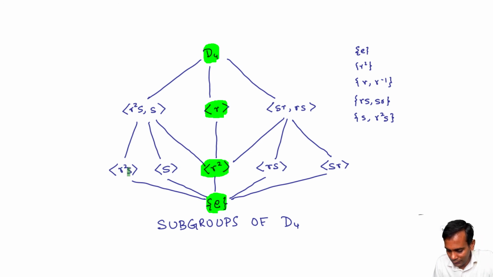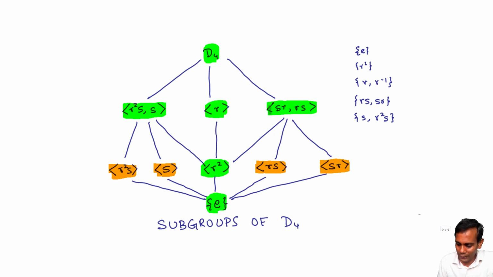Now what about this R squared S? Well, this subgroup contains R squared S, but it doesn't contain S. So this group and this group are conjugate to each other. They are not normal. So let's use a different color here. So these are not normal. And similarly, RS and SR are conjugate, so these subgroups are not normal. On the other hand, if you look at the subgroup generated by R squared S and S, it is a union of conjugacy classes. So this one is normal and this one is normal. Okay, so that's the solution. There are 4 subgroups of D4 which are not normal, and the remaining 6 subgroups are normal.